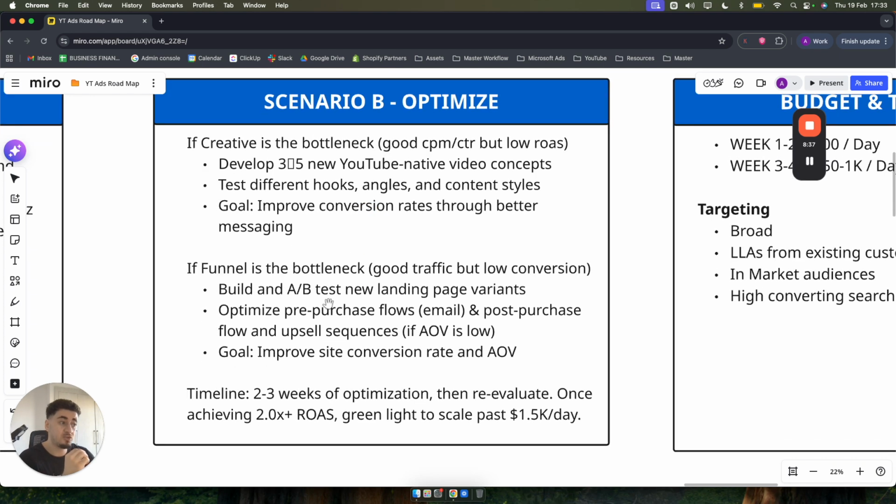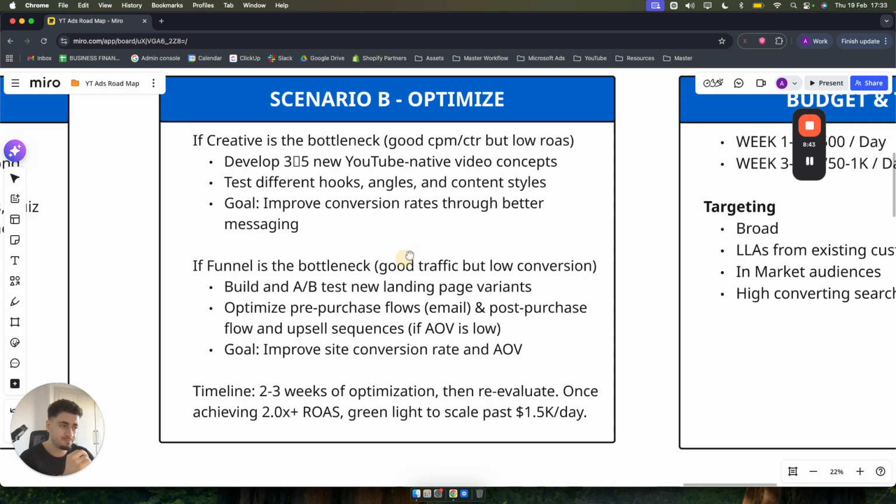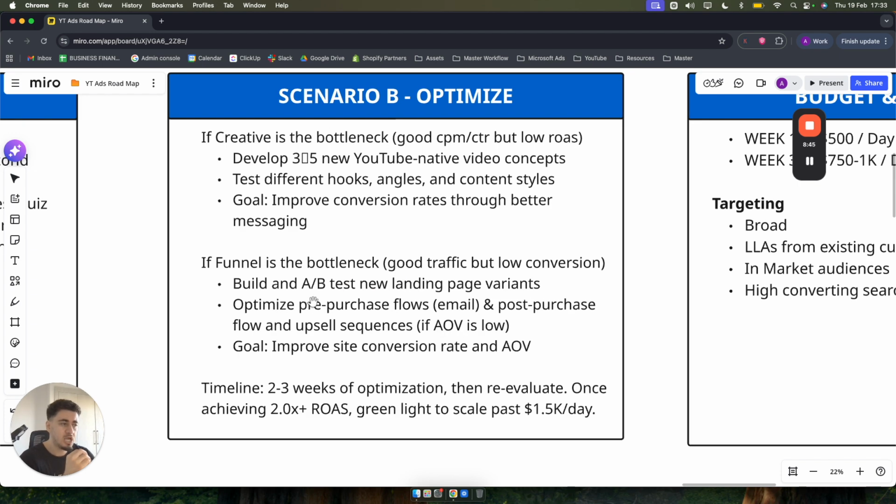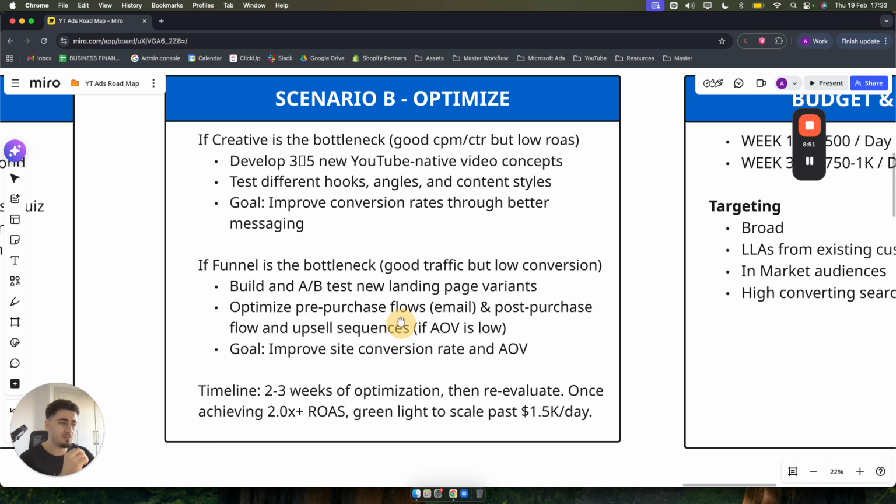And then if the funnel is the bottleneck, right? So you're getting good, high quality traffic, good CPCs, CTR, but the conversion rate is trash. What you want to do is build new landing pages, of course, and A/B test a bunch of different things. And then also one thing that will help out as well is optimize your pre-purchase flows via email, and then your post-purchase flows and upsell sequence, right?